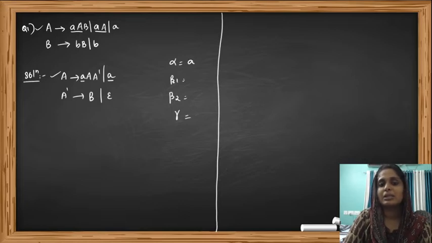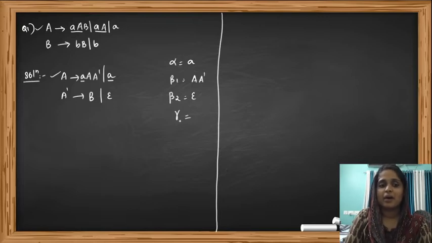Now what's the value of beta 1 and beta 2? Beta 1 means in the first production, what comes after alpha is our beta 1. That is A A dash. A A dash is our beta 1. And what's the value of beta 2? There is nothing after alpha, right? So beta 2 will be epsilon.